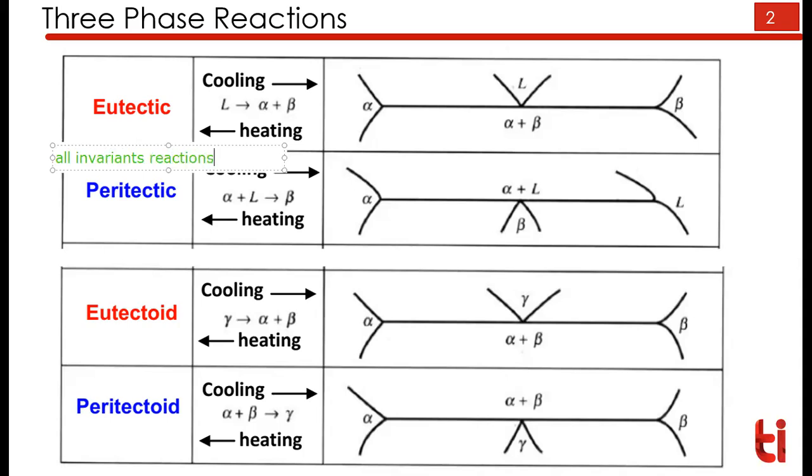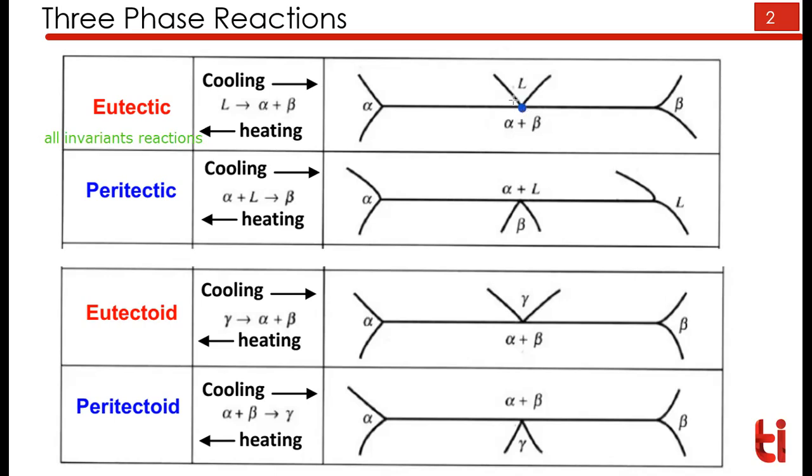Invariant reactions mean that at the point where these reactions occur, their degree of freedom is 0. So no variable can vary independently. All are dependent. एक को change करोगे दूसरा change हो जाएगा. Okay, so they are dependent. So like this point here, this point is my invariant point. This is my eutectic point.